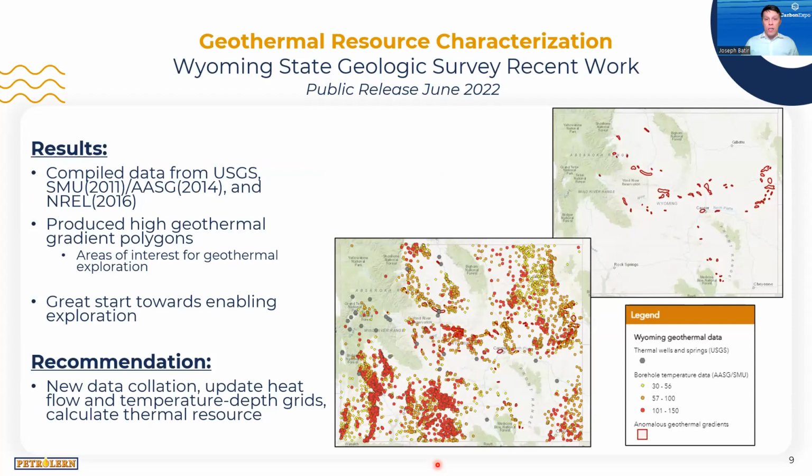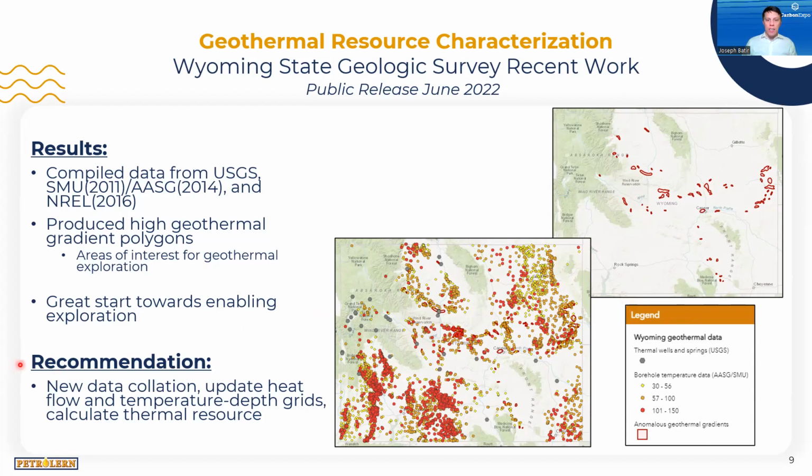There was also additional work collating data and doing some analysis done by the Wyoming State Geologic Survey. They compiled data from the USGS, the SMU and AASG databases, which is the National Geothermal Data System, and also data from NREL. They produced high geothermal gradient polygons, which is this map on the upper right. Those are areas of interest for future geothermal exploration. This is a great start, putting together all of the data into one spot that now enables future exploration.